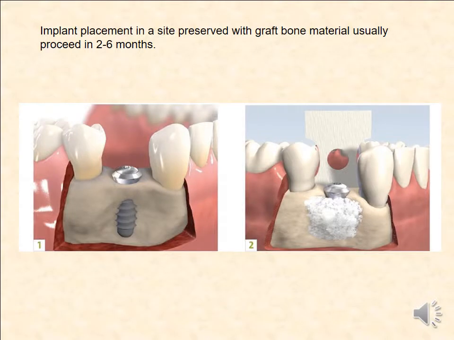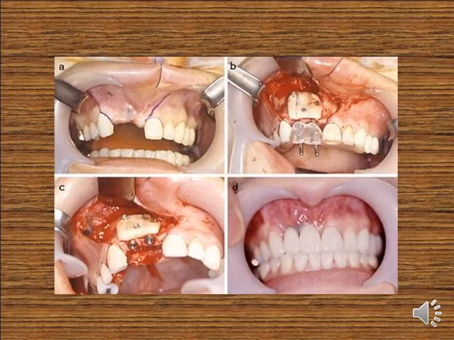Implant placement inside the preserved graft bone material is usually possible after 2 to 6 months. After putting a bone graft, the complete process must wait 2 to 6 months. These figures show how we put a cortical plate to cover the implant in anterior teeth.